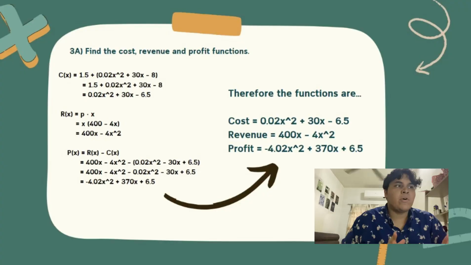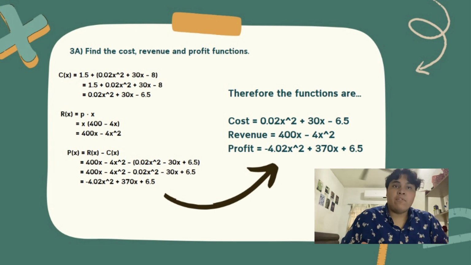So in this question, we need to find the cost, revenue and profit functions, find the marginal cost, marginal revenue and marginal profit functions, and for the presentation assessment, we also need to determine a value of x, calculate and interpret the marginal cost, revenue and marginal profit for the x. 0.02x^2 plus 30x minus 8, and after we have done solving the equation, we get the cost function of 0.02x^2 plus 30x minus 6.5.